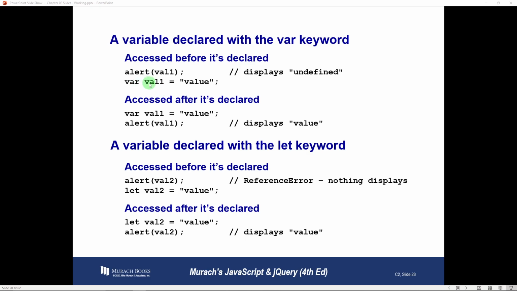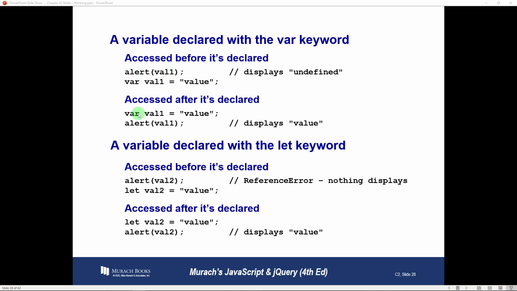Because it knows that variable exists and it's initialized to undefined, if we try to use it, it lets us use it. So here's an alert statement that is going to pop up a box and show us the value of val1, but it ends up displaying undefined instead of the value that we probably wanted to have in there because we used it before we declared it. In most programming languages, you have to declare variables before you use them. And so that was a problem in JavaScript.